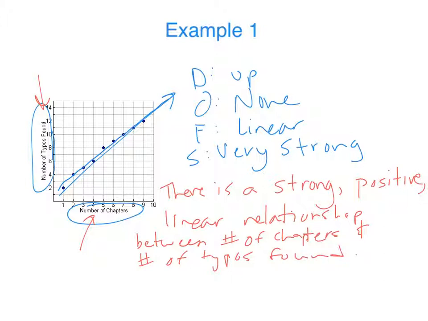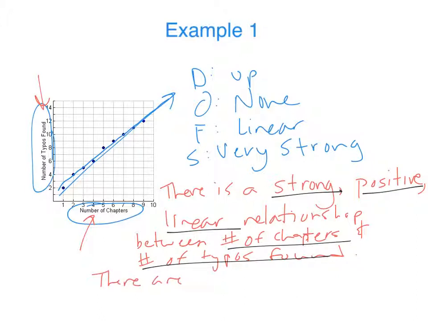So that gives me the D, the F, and the S, right? The S is right there, the direction's right there, and the form is right there. The only thing I need to add is the outliers. I also have context, right? Number of chapters, I've got that in there, and number of typos. So all I need to add is outliers. So I'm going to put there are no outliers. And that's it. That's how you describe a relationship. You need to make sure you hit all four of those. Let's take a look at another example.